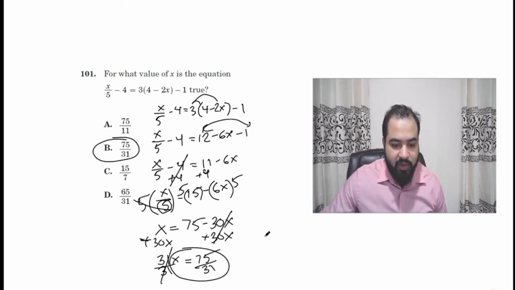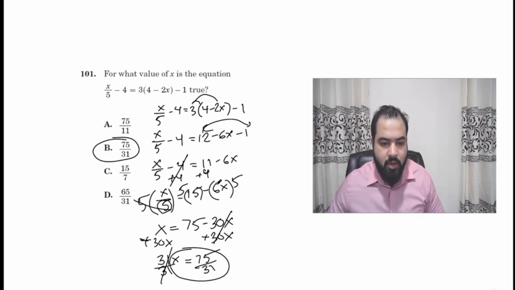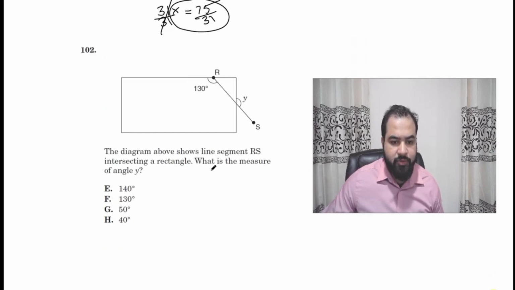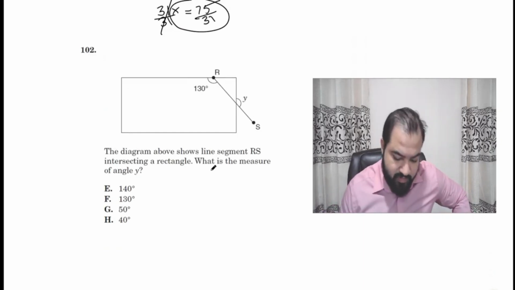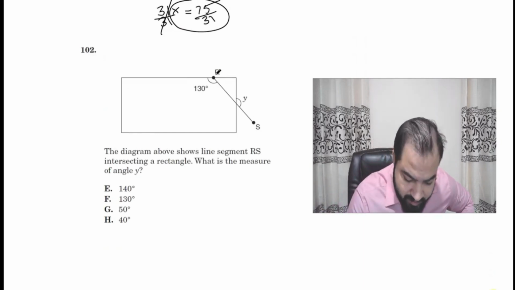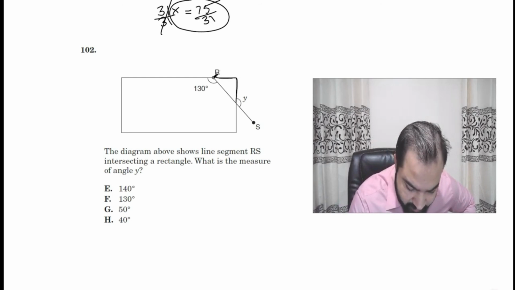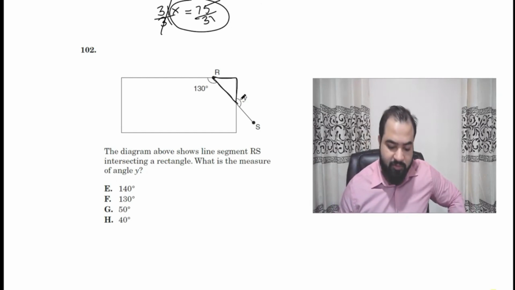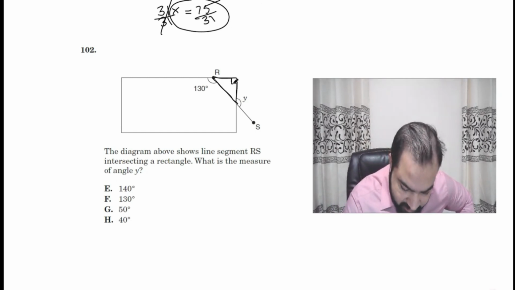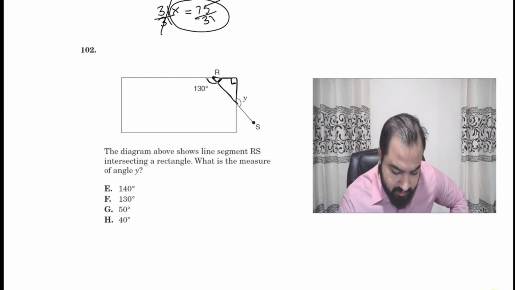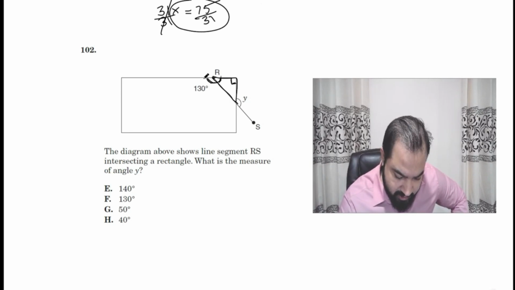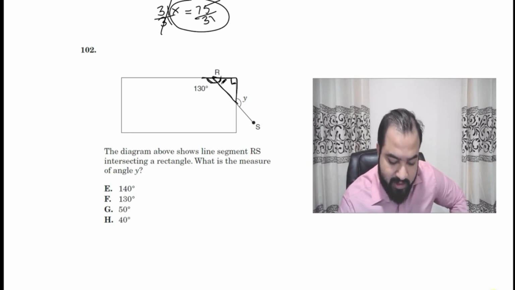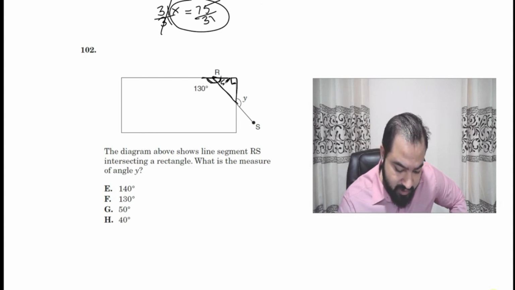If you don't understand the steps, you can go back, rewind the video and take a look. Now let's do question number 102. They gave us a rectangle and there's a baby triangle in the corner right here. You probably remember the three angles of a triangle add up to 180. This is 90 degrees, and if this is 130, the angle next to it is on a straight line, so they add to 180 degrees. It's a supplementary angle. So 180 minus 130 is 50 degrees here.